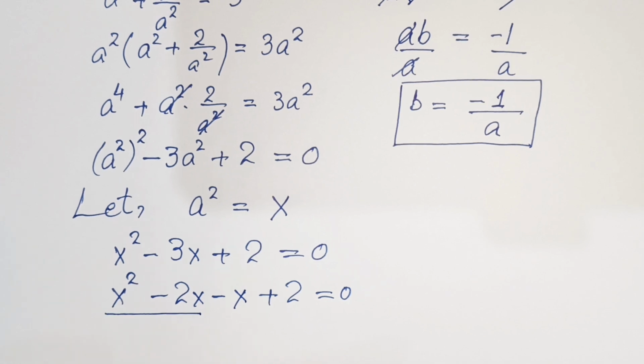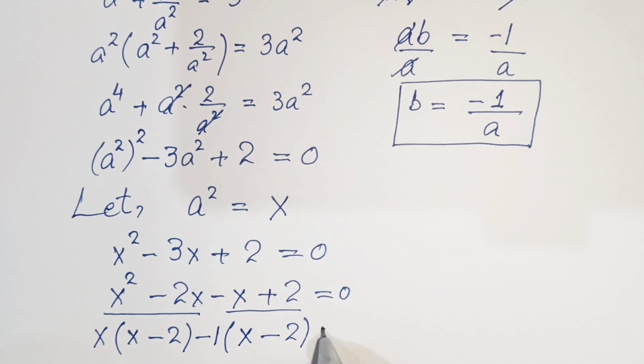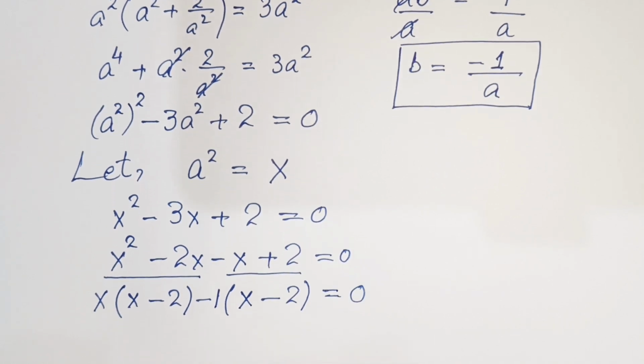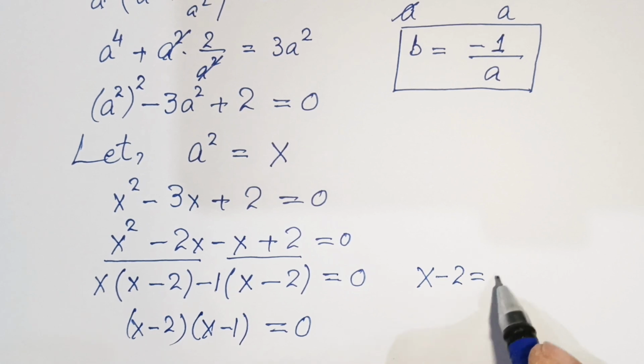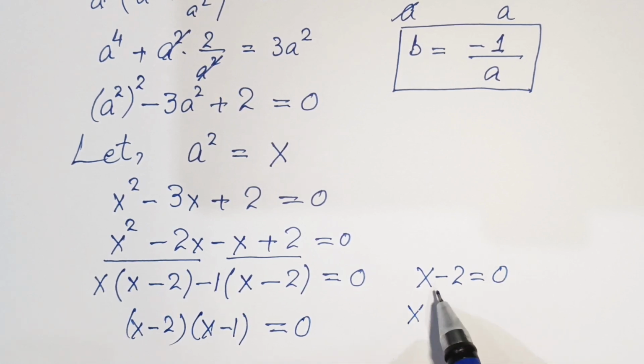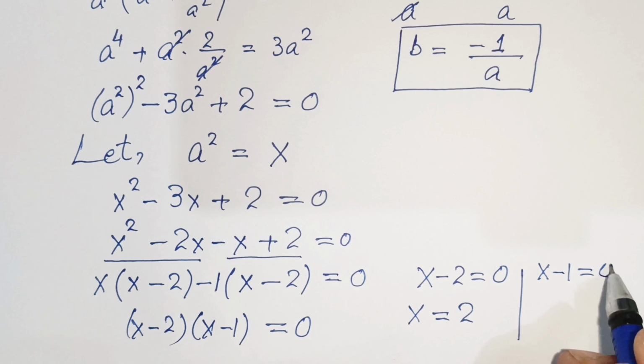Now here it is our first pair, and in this pair x is a common term, so taking x outside the bracket, we have x minus 2. Similarly, in our second pair, if we take minus 1 as common, we get x minus 2 inside the bracket, that is equal to 0. Now x minus 2 is a common term, so x minus 2 times x minus 1 is equal to 0. Here we get x minus 2 is equal to 0, which gives x is equal to 2. And similarly, x minus 1 is equal to 0 and x is equal to positive 1.